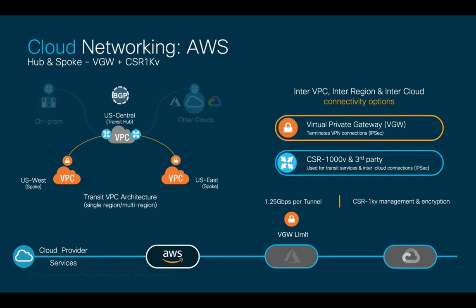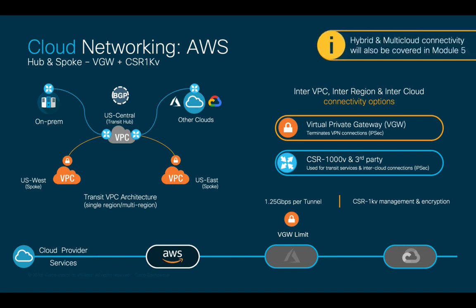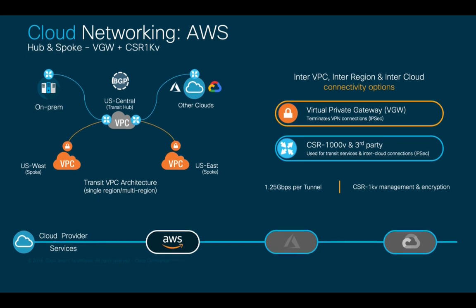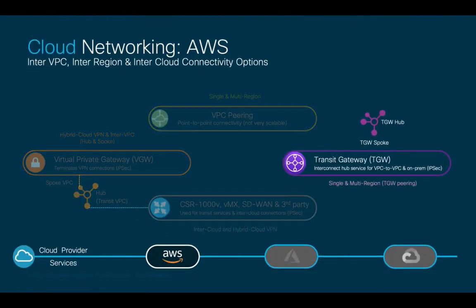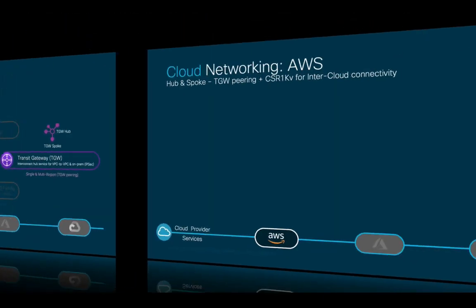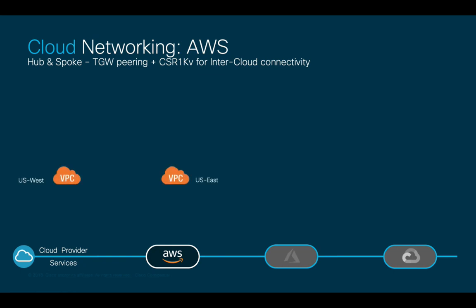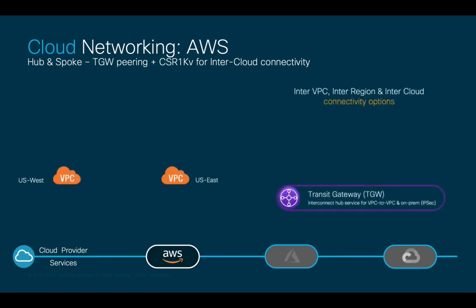BGP is commonly used to exchange routing information between clouds and sites. We will be covering hybrid and multi-cloud connectivity in Module 5, where we will learn about multi-site ACI, so stay tuned. As a third option, we have transit gateways or TGWs, which can also help communicate different VPCs in a single region or even in multiple regions through transit gateway peering.